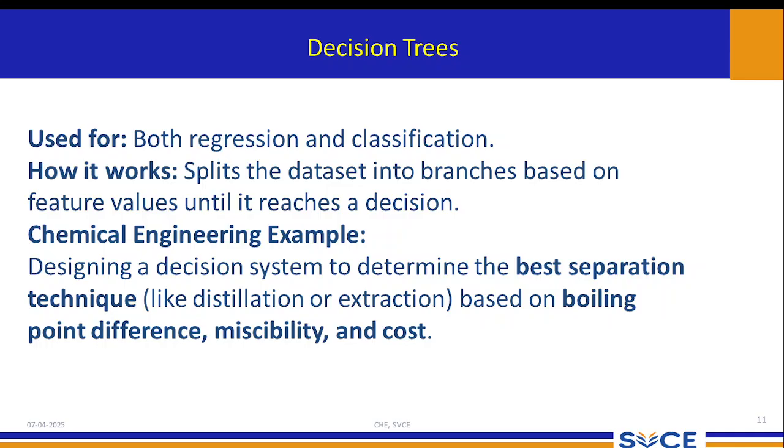Chemical engineering example: designing a decision system to determine the best separation technique, like distillation or extraction, based on boiling point difference, miscibility and cost. For example, I want to make sure whether I need to go for distillation or extraction based on the boiling point difference, miscibility and cost. Okay, I will tell you with an example here.